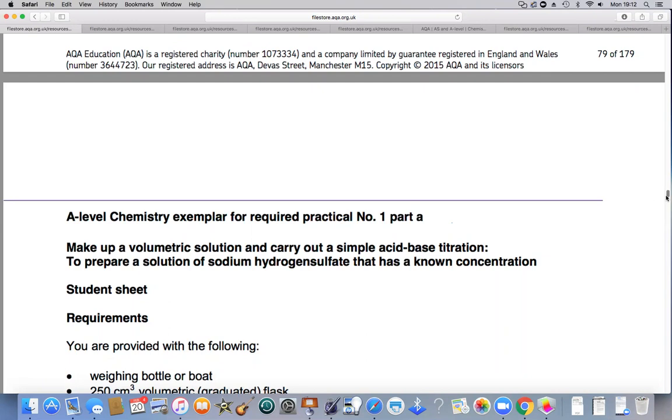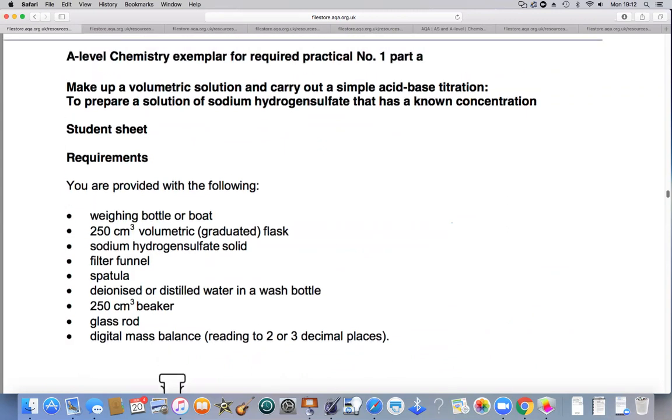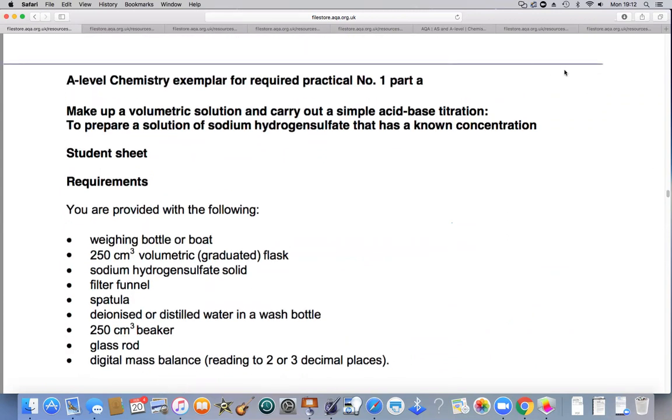We're on page 80, and we have here an exemplar for this required practical, making up the volumetric solution, carrying out a simple acid-base titration. Now, in this case, it's sodium hydrogen sulfate.